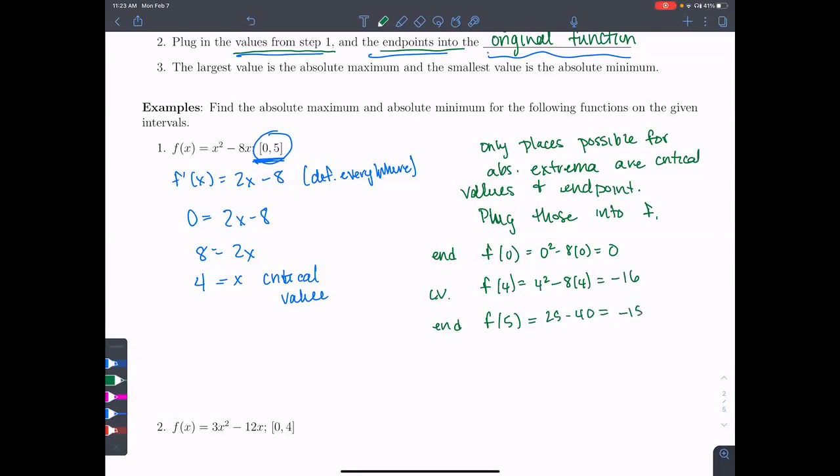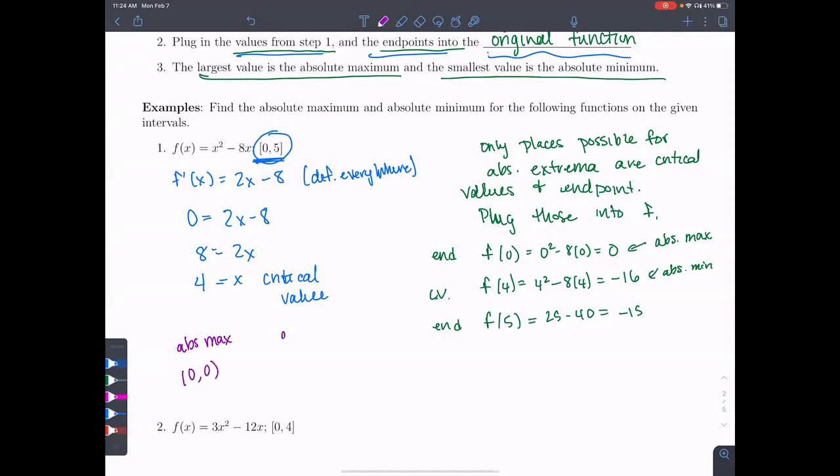So the absolute maximum happens here, that's the biggest value. The largest value is the absolute maximum, and the smallest value is the absolute minimum. So this is the absolute minimum. To give the answer in a formal way, this has an absolute max at the ordered pair 0, 0, and an absolute min at the ordered pair 4, negative 16.